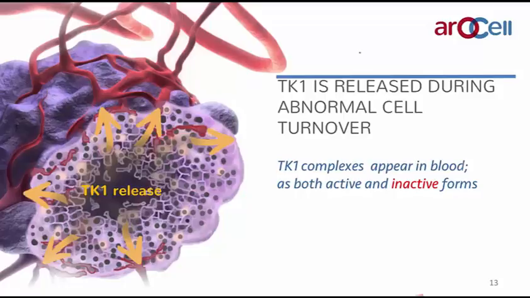TK1 is released into the bloodstream as part of a necrotic process. That is when the tumors first have grown and then they are disintegrating. And then TK1 comes out into the blood and appears as large complexes. And those complexes are both active and inactive in terms of enzyme activity.